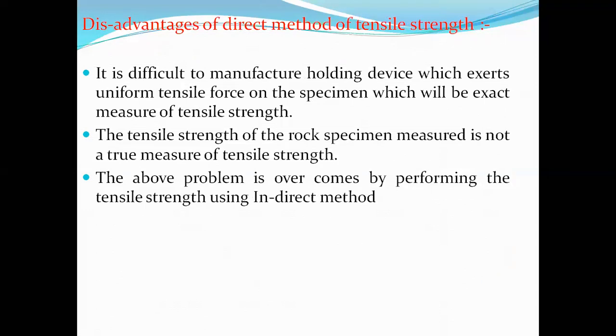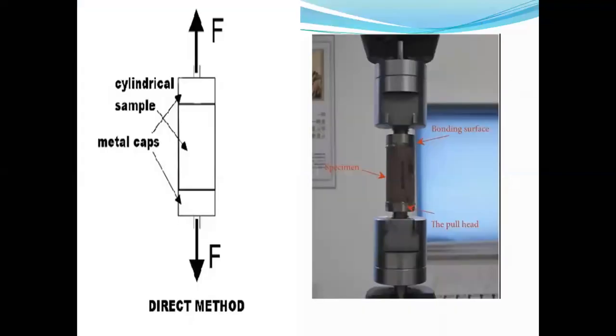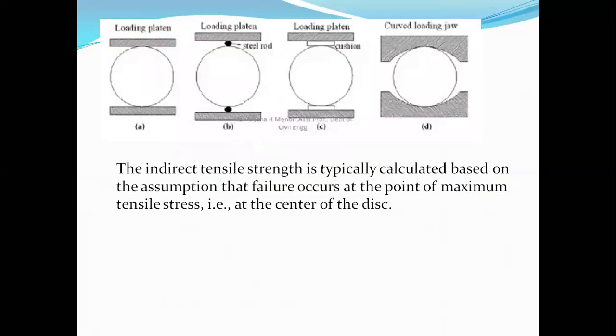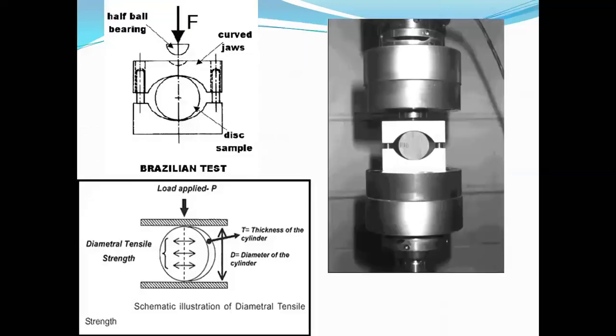To overcome this disadvantage of the direct method, the other method in practice is the indirect method, which is also known as the Brazilian method. In the Brazilian method, the load applied is of compressive nature. Look here. This is a compressive load we are applying, and it fails in the middle. The stresses that are acting are of tensile nature. So in an indirect way, we determine the tensile strength of the specimen.